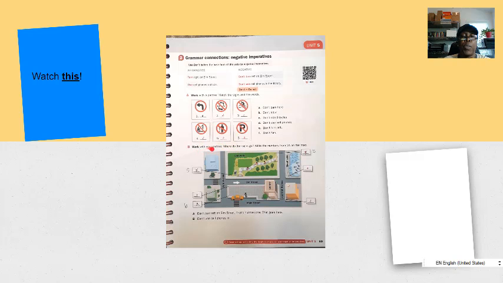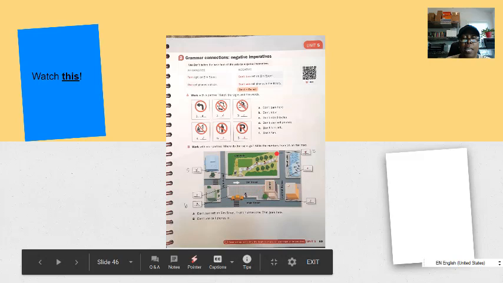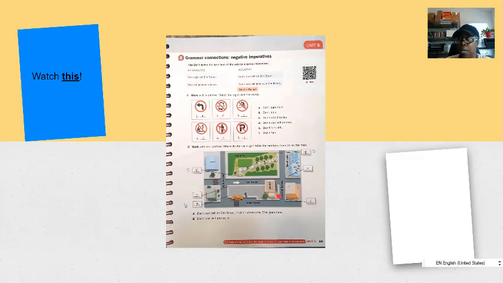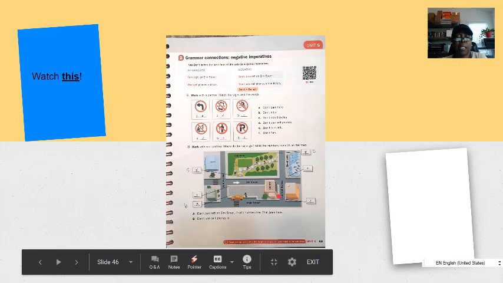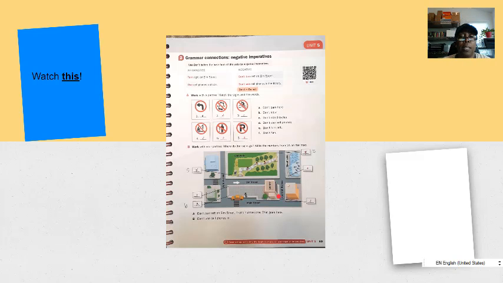And it says, work with your partner. Where do the signs go? Write the numbers from 2A on the map. So here you have your signs, and it wants you to take these numbers 1, 2, 3, 4, 5, 6, and put them on the map. So you see some signs down here, here, here, here, here, and here. And it basically wants you to put these numbers in the right places.